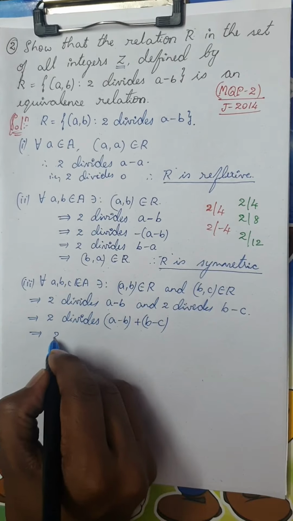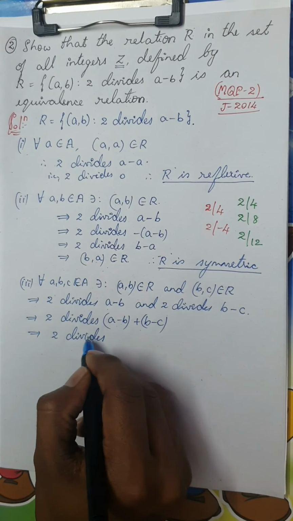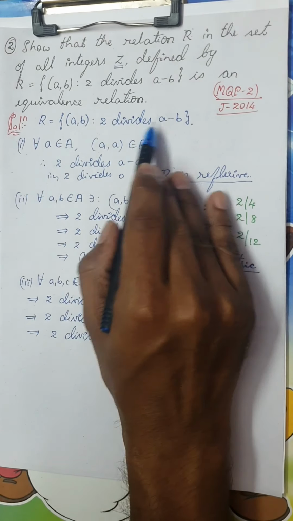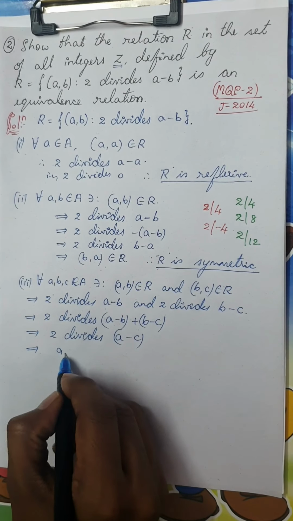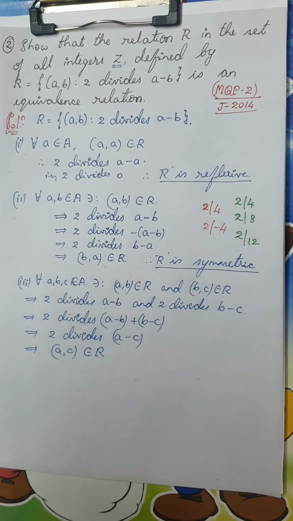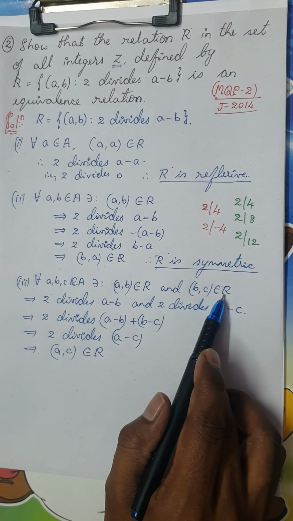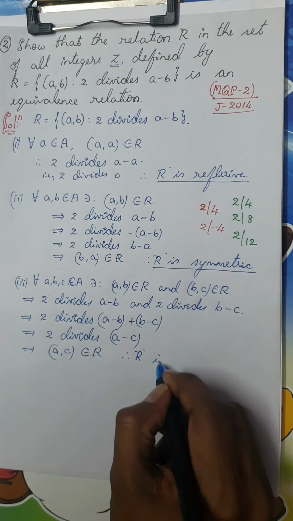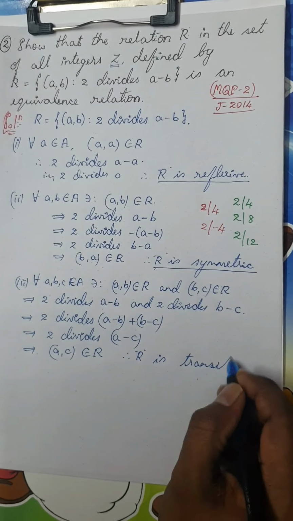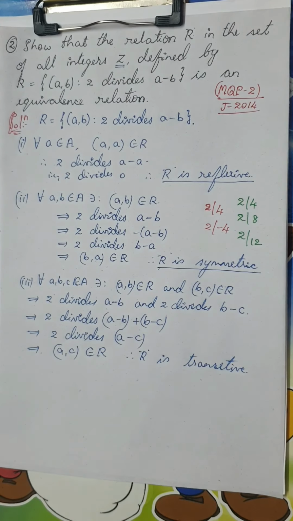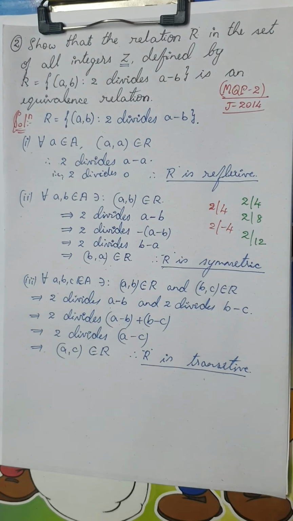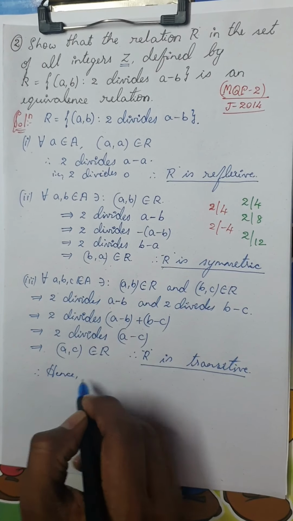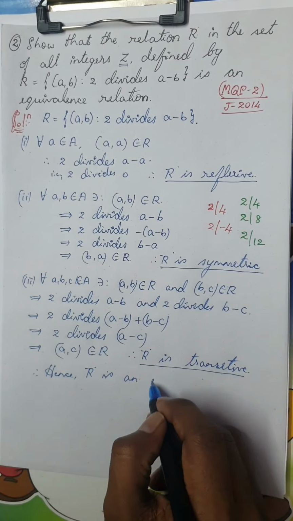Okay, so this will imply 2 divides, minus B plus B gets cancelled, I will get A minus C. As soon as I get 2 divides A minus C, I can write A comma C belongs to R. So I started with A comma B, B comma C belonging to R. I ended with A comma C belonging to R. Therefore, R is transitive. Are you following? Such simple proofs they are. You can easily write it any moment of the day. Okay. So since all the three are satisfied, I can write hence R is an equivalence relation.